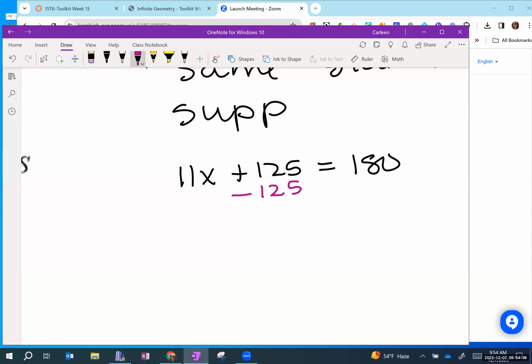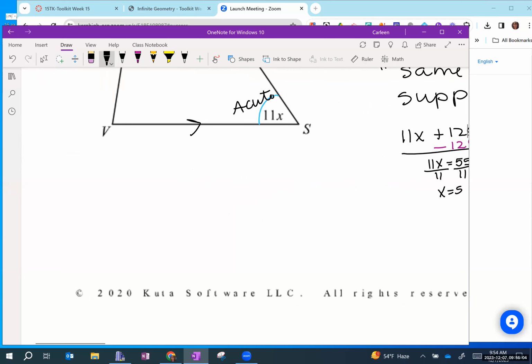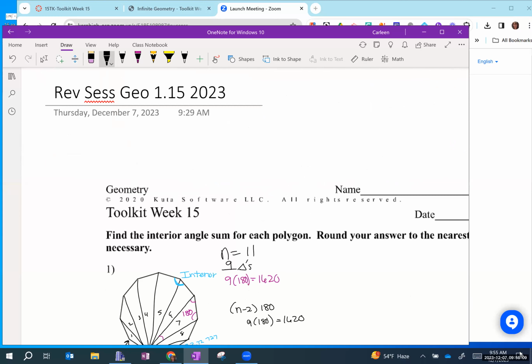Subtract 125. 11x is equal to 55. Divide by 11. X equals 5. Oh, thank you. Isolate. Correct. Okay, next.